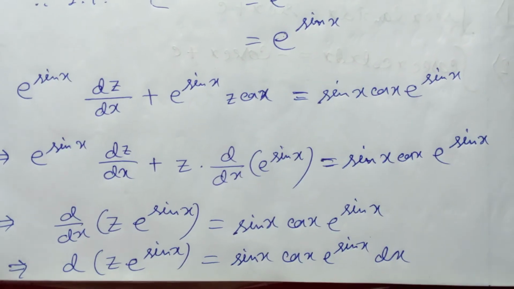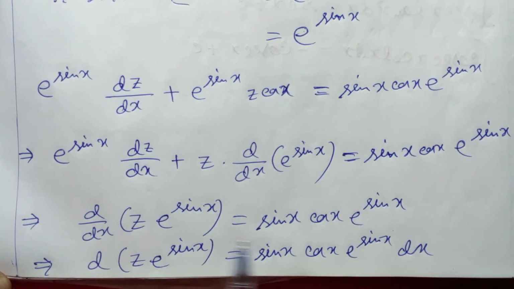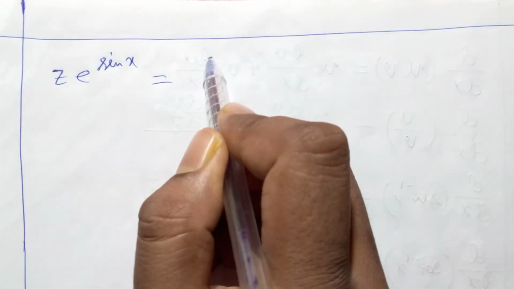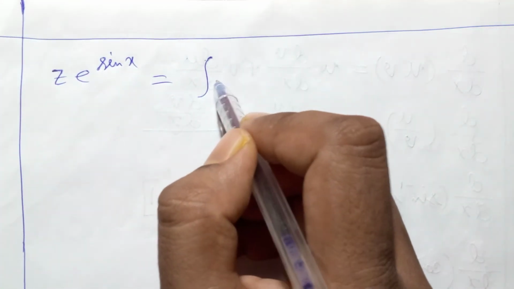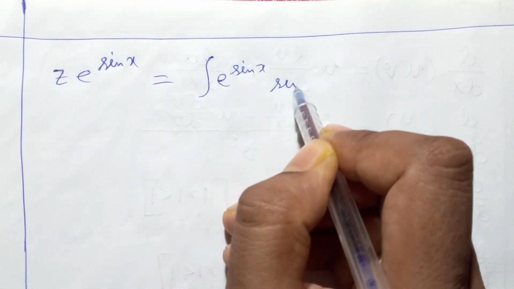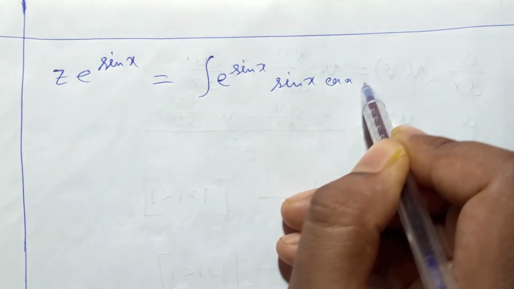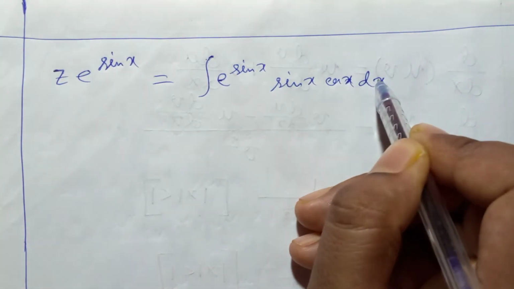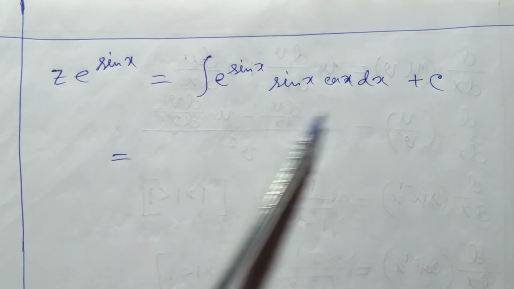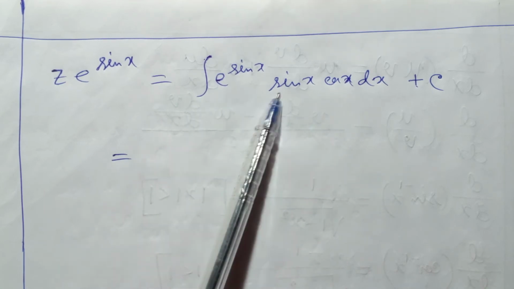Integrating both sides of this equation we get z e to the power sin x is equal to integration over e to the power sin x into sin x cos x dx plus c, c being an arbitrary constant of integration. To solve this integration, we will use the method of integration by parts.